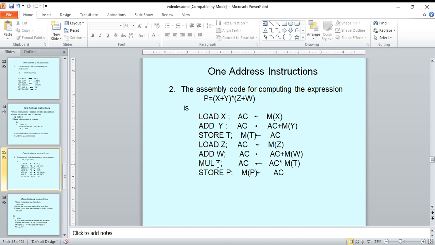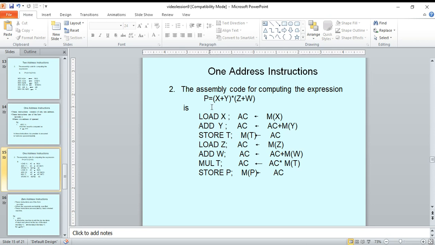Like this, we can write the instruction MUL T. Here one operand was in the accumulator and another operand was present in M of T. Between these two we can perform the multiplication, and the result was placed into the accumulator register.